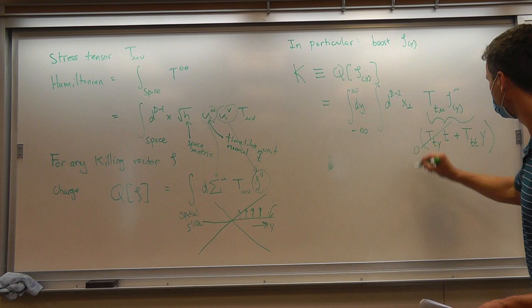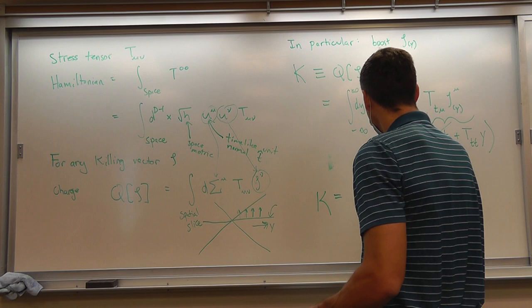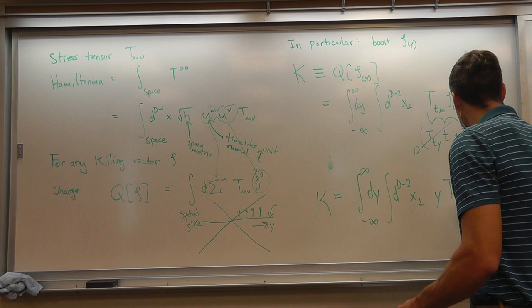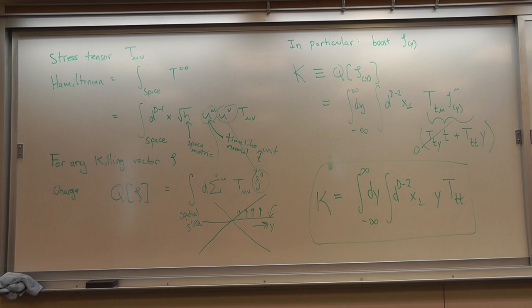So this is zero. Okay, so the boost charge K is the integral dy from minus infinity to infinity, integral d^(d-2) x perp, y T_tt. That's the conserved charge associated to boosts, or the energy associated to boosts.